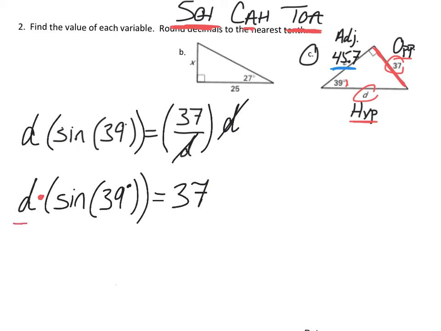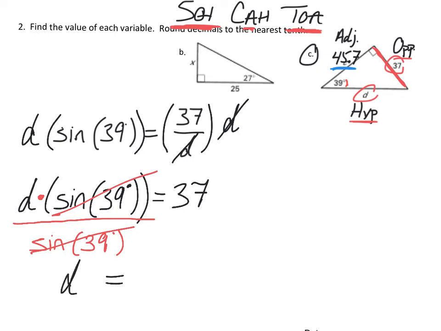The last thing I'm going to do to get d all by itself is the inverse operation. So it's d times sine of 39 degrees, and I'm going to divide by sine of 39 degrees. Those two are going to cancel out completely, and I'm just going to be left with my variable on the left-hand side. But I have to continue to do that to the right-hand side. So now I have 37 divided by sine of 39 degrees.